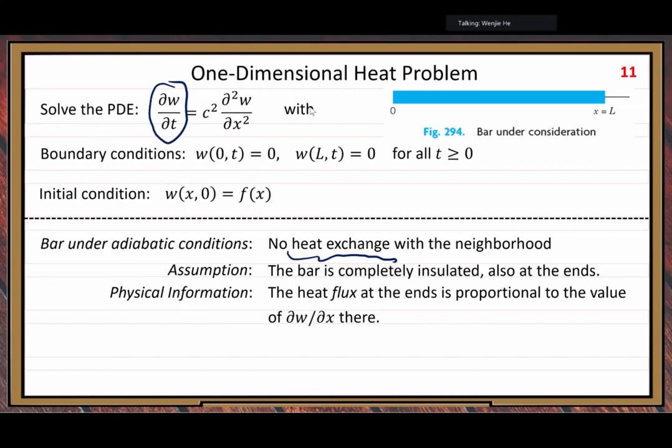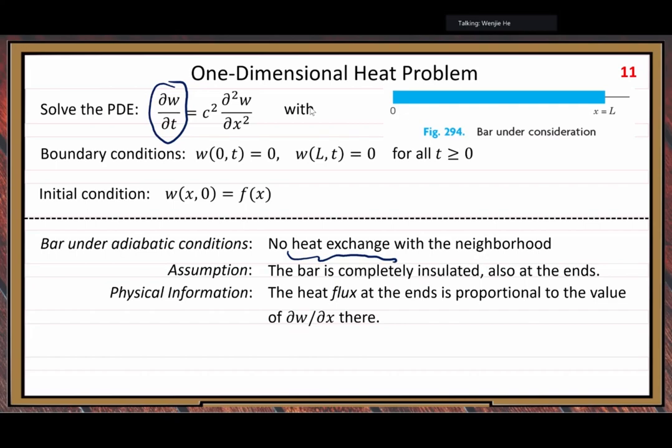If this value is 0, that value is also 0, right? But this is proportional. Because based on our example, the value at the ends may not be 0.